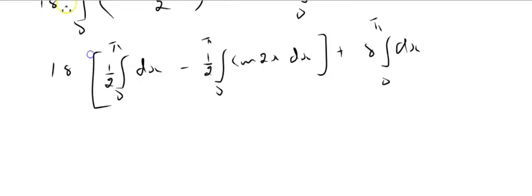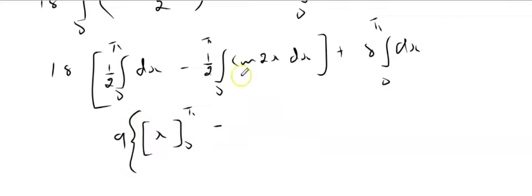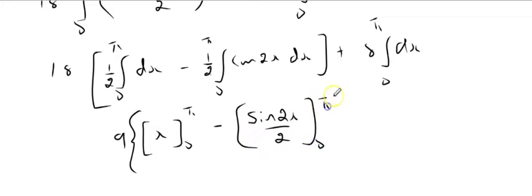So this is going to give me, I can even take the half outside. 18 by 2 will give me 9. 9x between the limits 0 to pi minus, cos of 2x will now give me sine of 2x, so sine 2x by 2 between the limits 0 to pi, plus 8x between the limits 0 to pi.